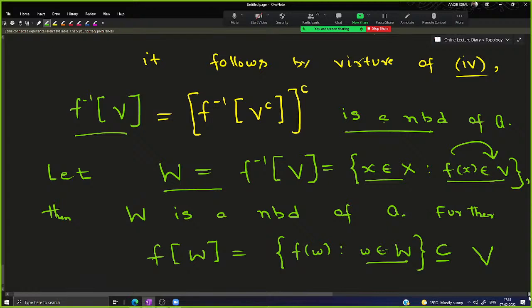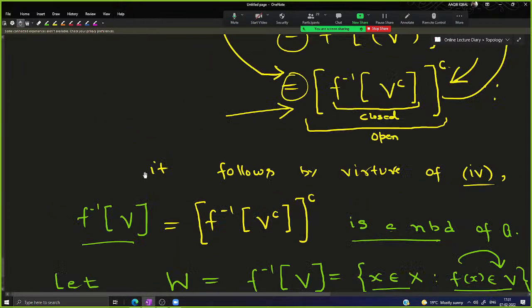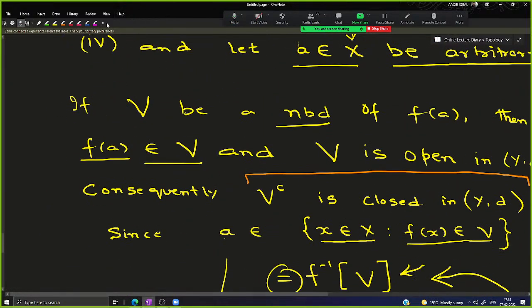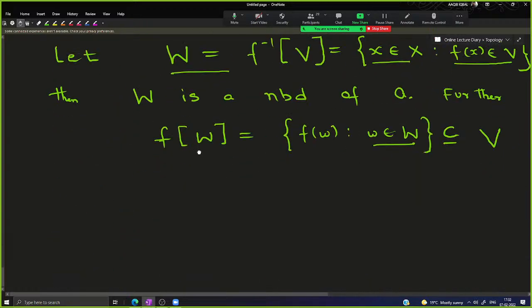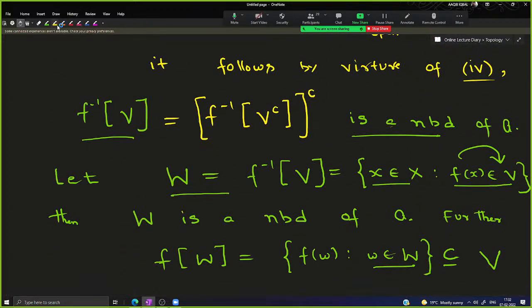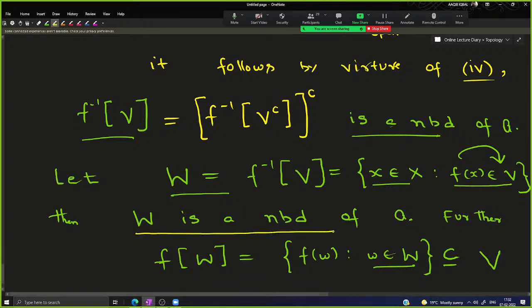So look, what am I showing you now? Let's summarize this. I am showing you, given any neighborhood V of f of A, because the article I am using here is indefinite, V can be any neighborhood of f of A. We took V as some neighborhood, so it can be any neighborhood. So given any neighborhood V of f of A, corresponding to this neighborhood there is a neighborhood W of A such that f of W is contained in V. What does this mean?